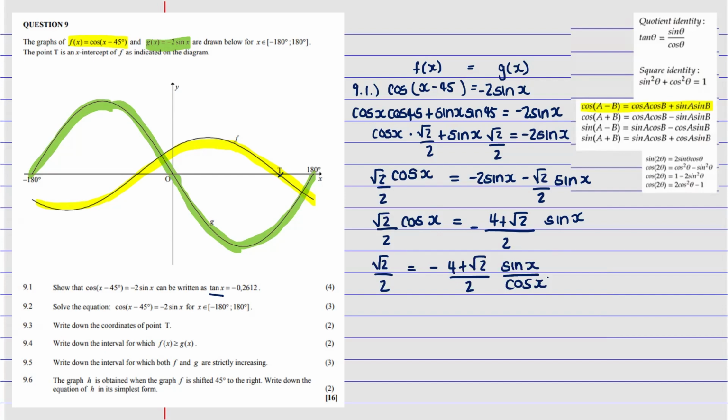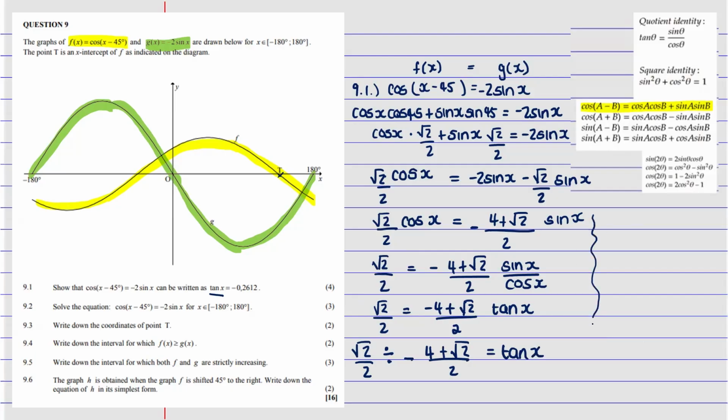Yes, ma'am. Yes. And with that said, this is going to give us tan, right? So this is going to be root 2 divided by 2 is equal to -4 plus root 2 all divided by 4 divided by 2. And this is going to be tan x. So now we want tan x alone. So this is going to be the same as saying root 2 divided by 2, right? And I'm going to write division like this. And this is going to be minus, then 4 plus root 2 divided by 2. It's going to be equal to tan x.